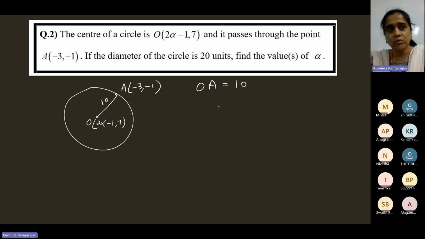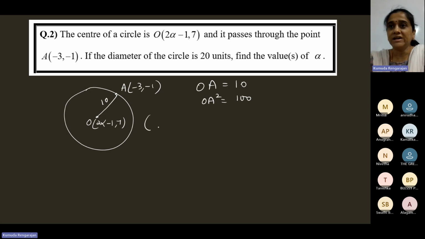Correct? Now you can square it. OA square is equal to 10 square, 100. Now OA is squared, so you don't write the square root symbol. Apply the distance formula, but don't write the square root symbol.